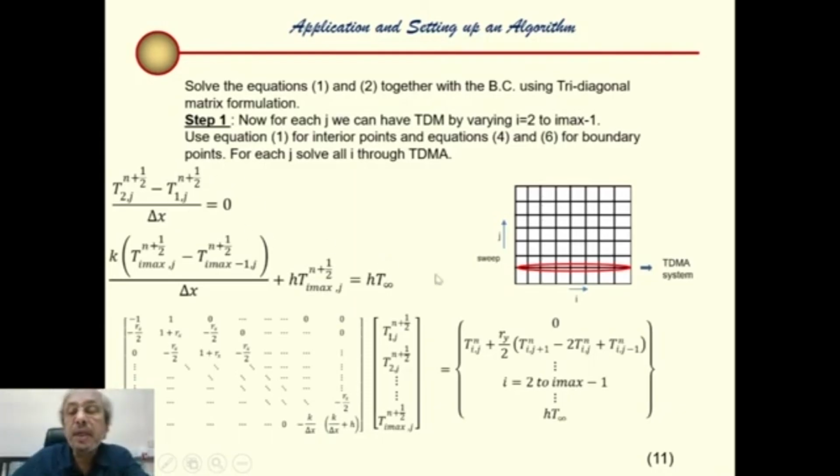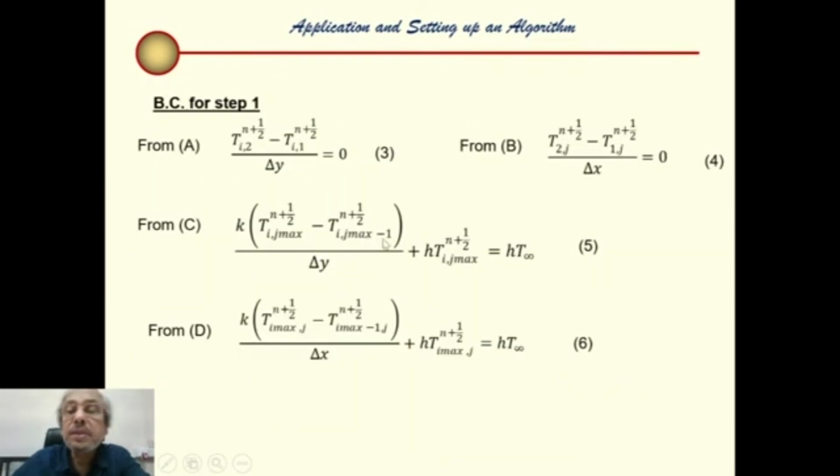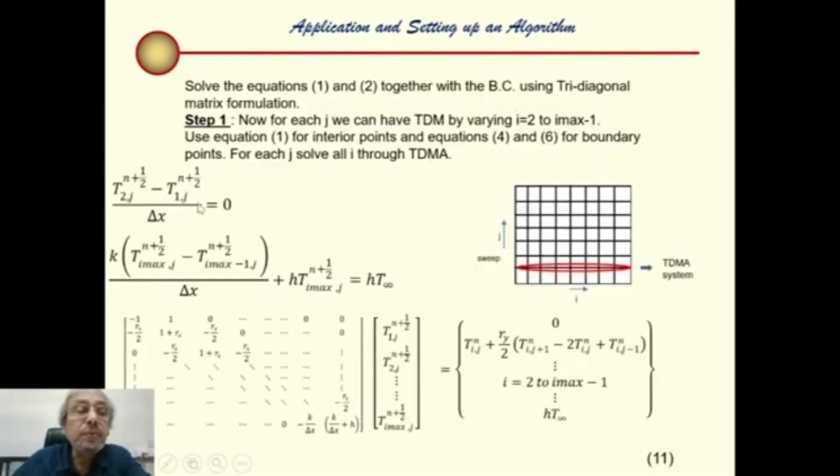Now, while forming the matrix, as I said, the left boundary is taken care of by the equation with T2ij minus T1ij over delta x, that means del T del x at any j, del T del x at the n plus half level. So the left-hand side boundary will be handled by this equation, which was equation 4. So this is equation 4 and this is equation 6.